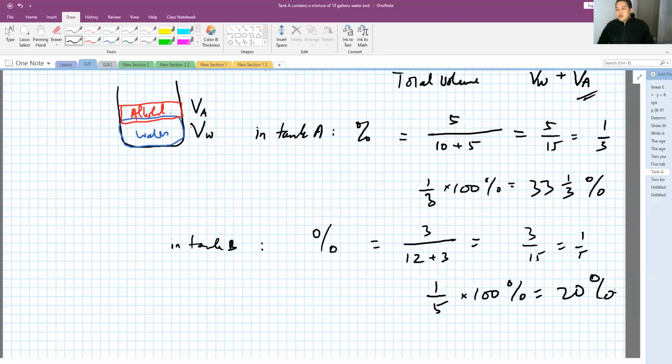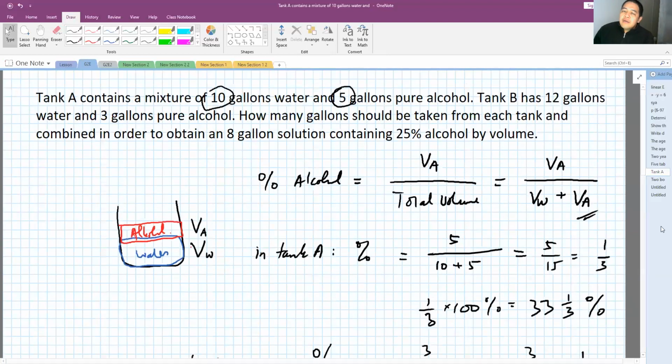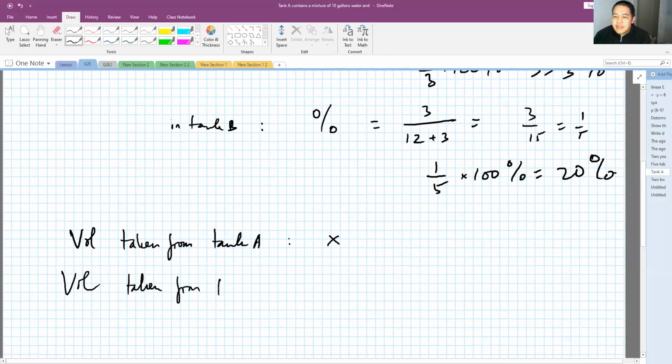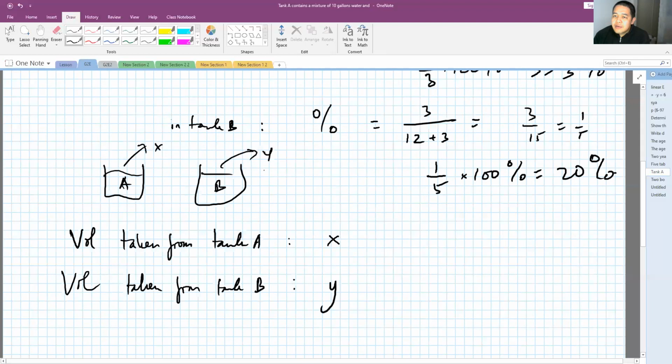Now, if we look at the question here, basically from tank A, we take some of it, and from tank B, we take some of it also. Say the volume of the solution taken from tank A is equal to something, let's just call it X. And then the volume taken from tank B, let's say it's equal to Y. So remember, we have two containers, A and B, and in there you have the solution of water and alcohol. Now you take some X out, and you also take from tank B some volume of it equal to Y.